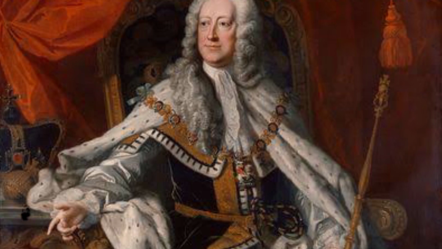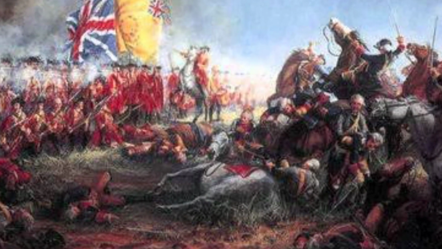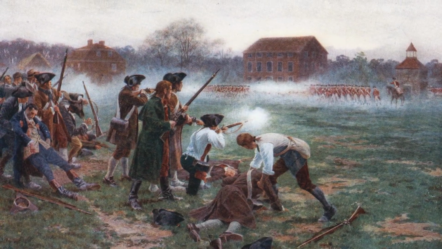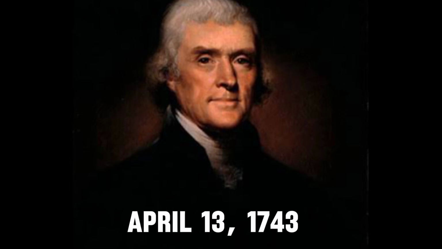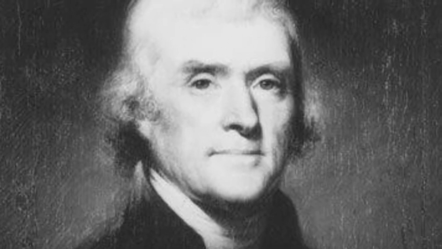John Adams was born on October 30, 1735, when King George I was still on the throne. Adams would grow up during a time of increasing tension between the colonies and Britain, eventually becoming a key figure in the American Revolution. Thomas Jefferson, born on April 13, 1743, also saw his early years under King George I.